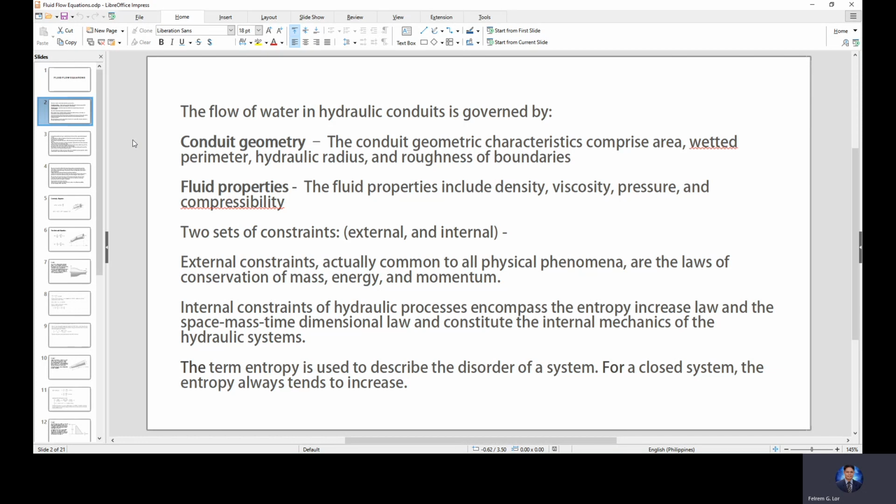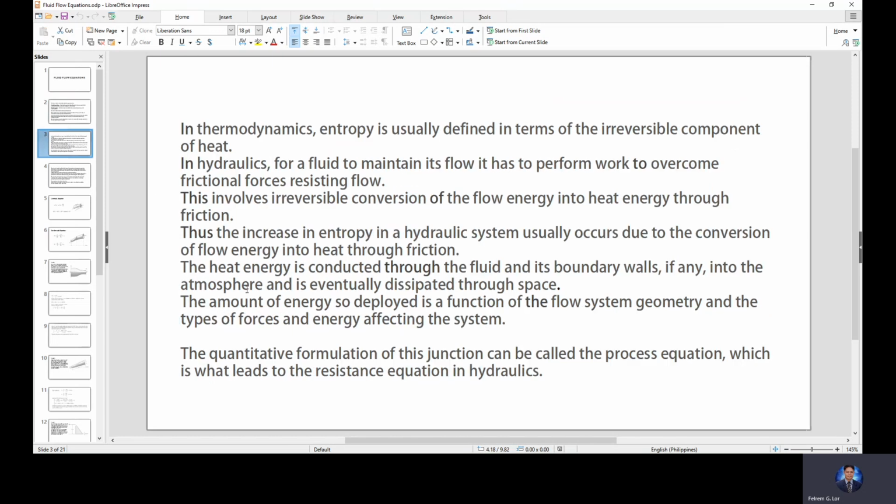The term entropy is used to describe the disorder of the system. I think you have heard this one already. The entropy. I don't know if you're familiar with the hydrodynamics course. That is the foundation course for students taking up mechanical engineering. That's their bread and butter, the hydrodynamics. So for a closed system, the entropy always tends to increase. In thermodynamics, entropy is usually defined in terms of the irreversible component of heat.